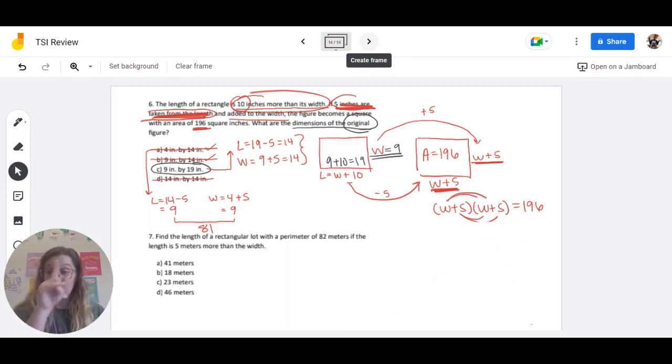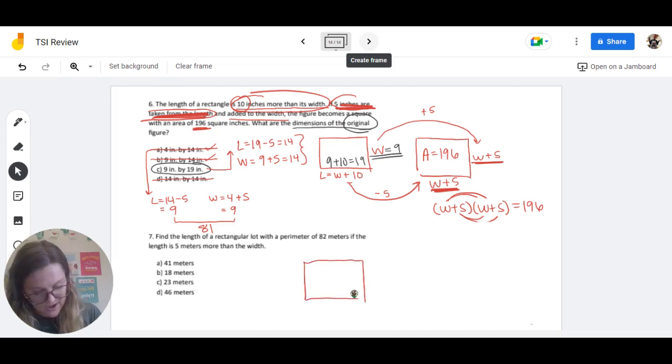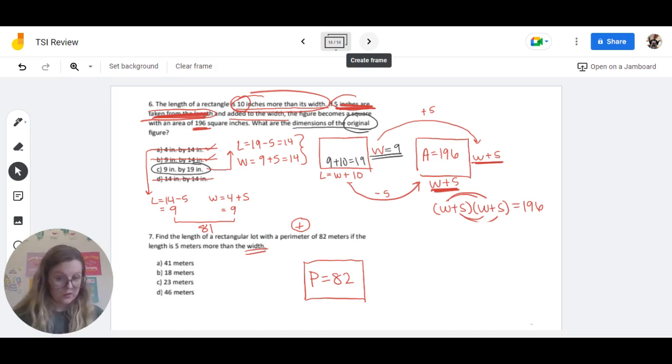This is similar to how we solved the last one. So here we go. Perimeter, again, means adding up all of the sides. So 82 is my perimeter. And it says if the length is 5 meters more than the width. I do not know what the width is, so I'm going to put a W. 5 meters more would be W plus 5. And be careful here, they're not asking for the area, they're asking for the perimeter. So I'm going to relabel these sides, because remember the sides of a rectangle are the same, and then the widths are also the same. And then I'm just going to add all of these up together.